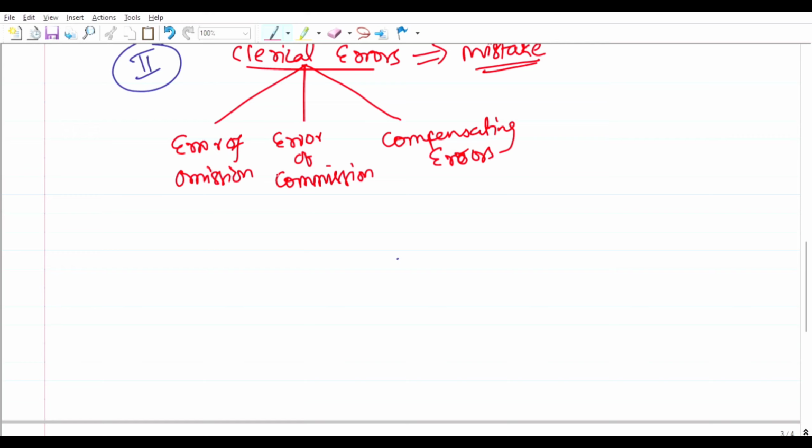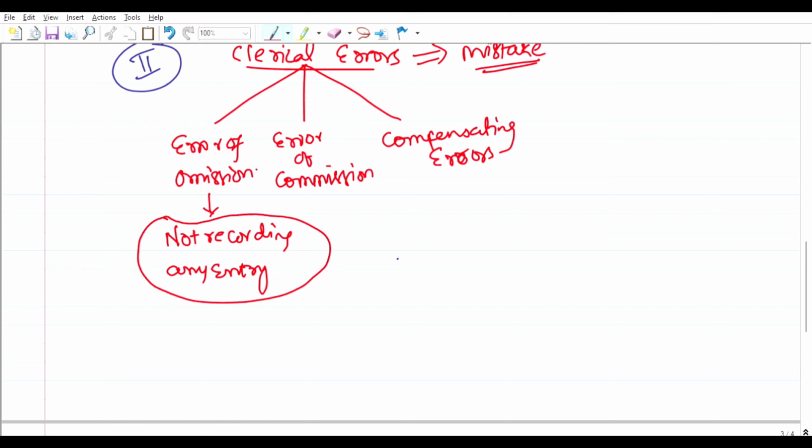First of all, let us talk about error of omission. Error of omission is nothing but not recording any entry. Not recording an entry is nothing but error of omission. The name only says omission. Omission means to omit. Omit means not writing.